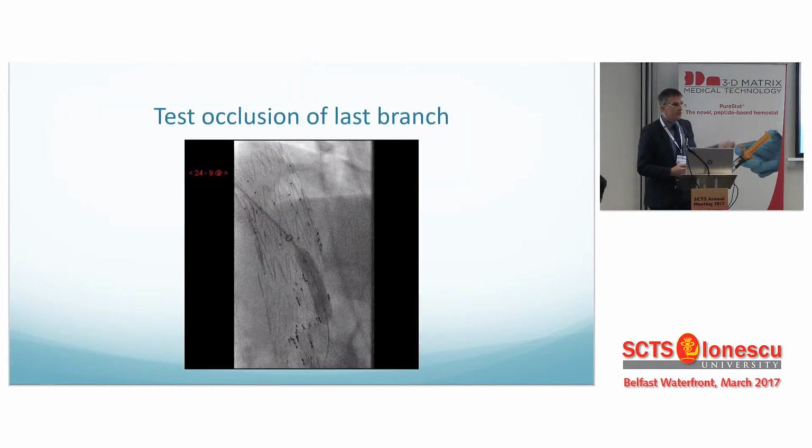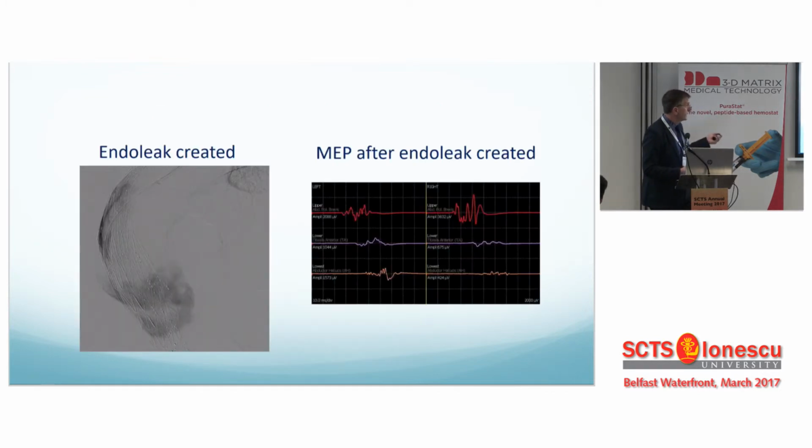There's the test occlusion of the last branch if you're using intra-procedural MEPs, which if they don't drop allows us to complete the procedure. And the other technique, which Tim Shooter was the first to describe, is the creation of an endoleak to try and rescue MEPs which have disappeared or reduced intra-procedurally.